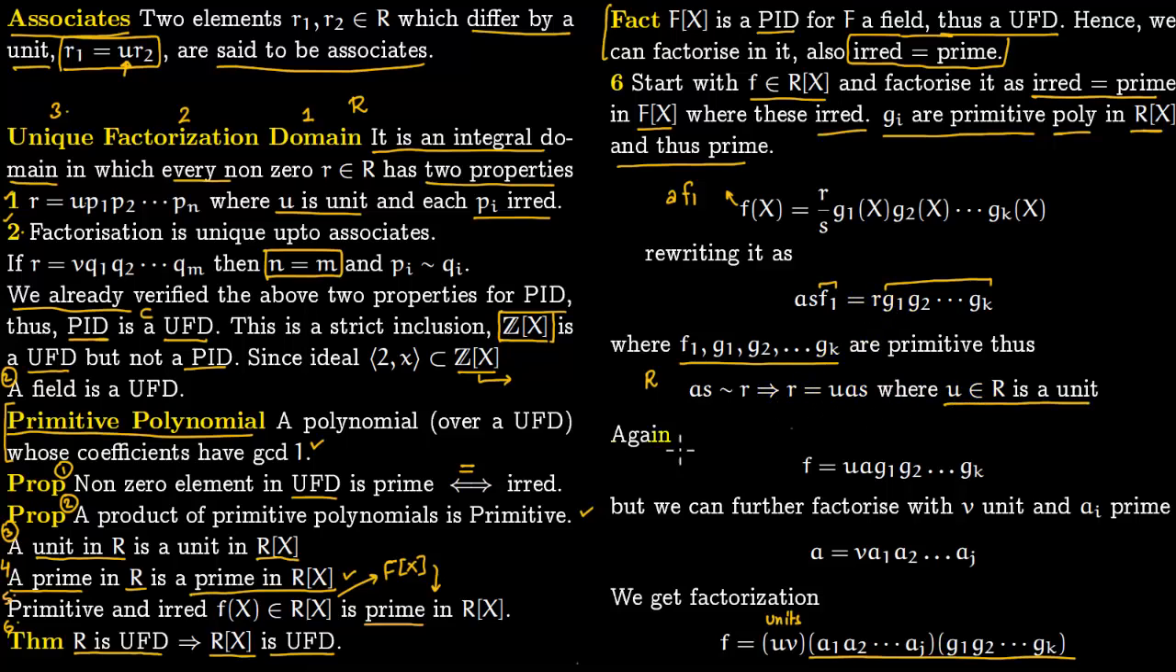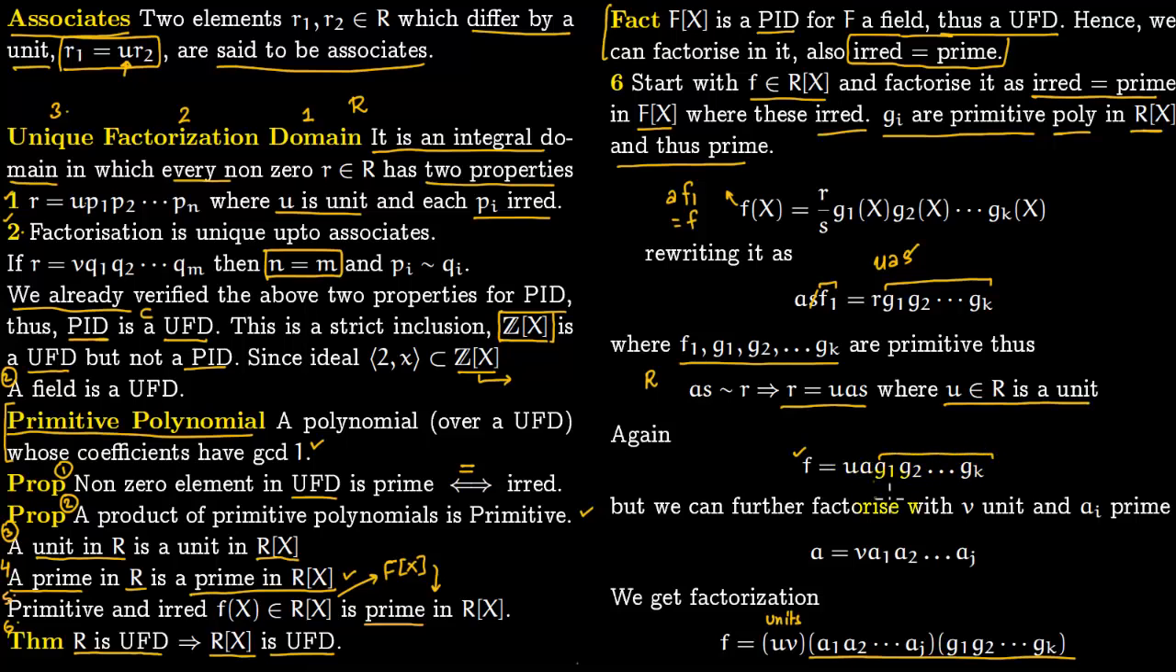So again what we do is we write, instead of r, now you write this relationship u a s. So cancel out s. a f_1 you can again write as f. So this was f. So this a f_1 you write as f, and on this side you have u a remaining and the rest of your primitive polynomials.